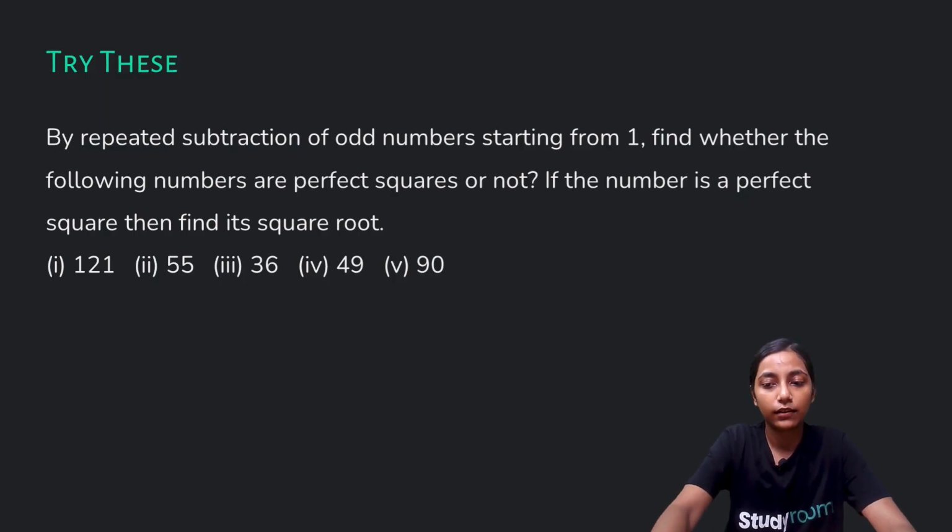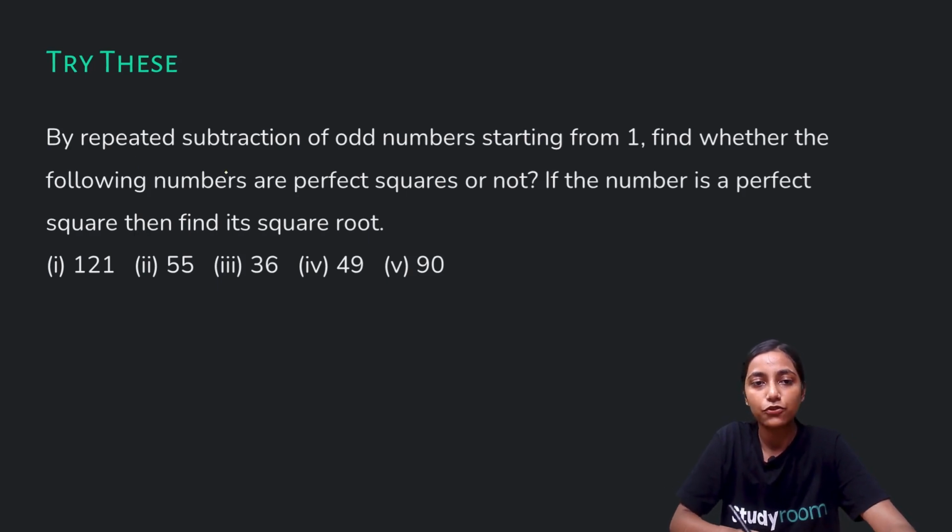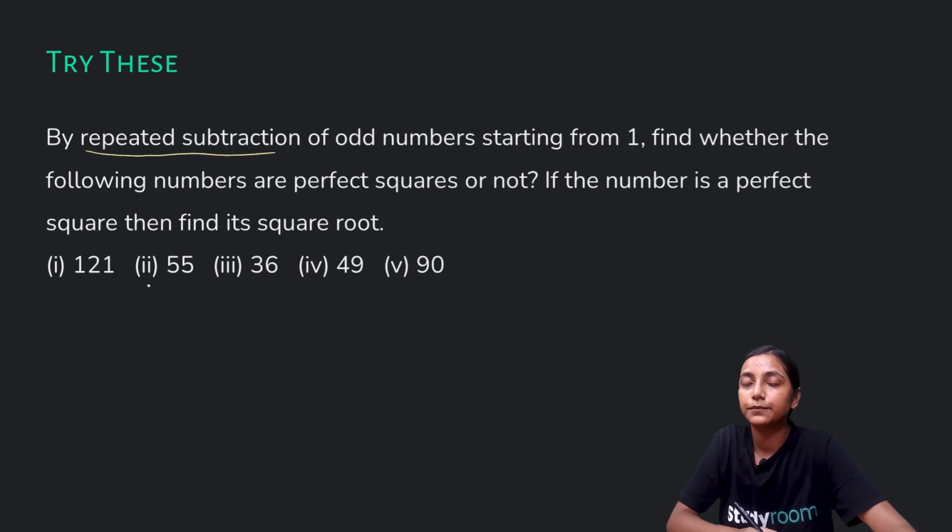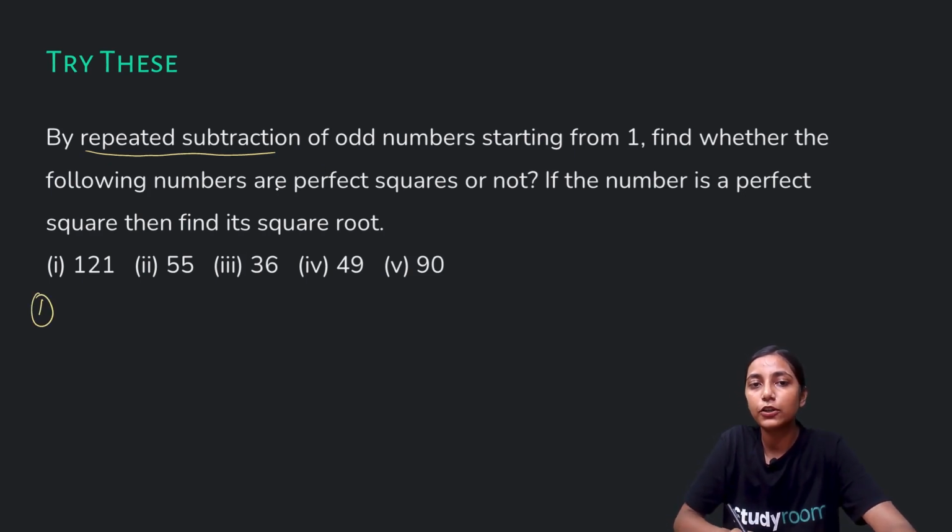Let's move now to the next slide. We have to try these parts. There are 5 parts given to us, and it's written that by repeated subtraction of odd numbers starting from 1, find whether the following numbers are perfect squares or not. So again we use the same method. If the number is a perfect square, then we have to find its square root also.